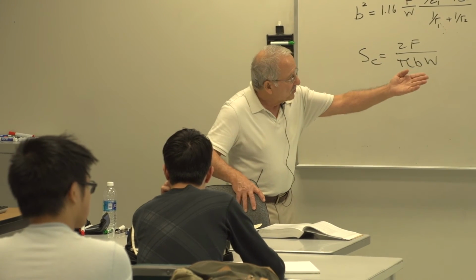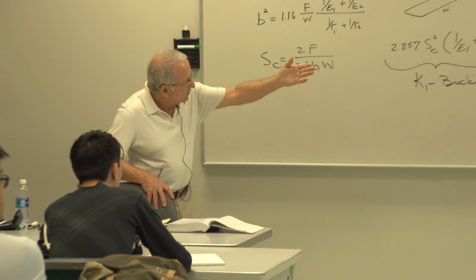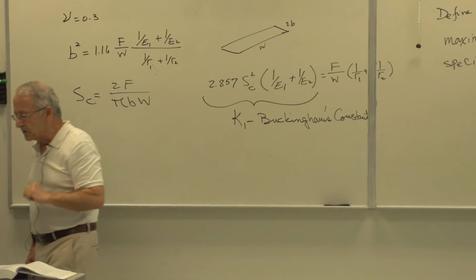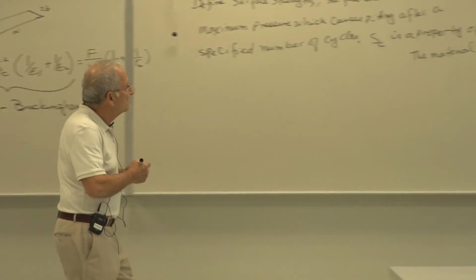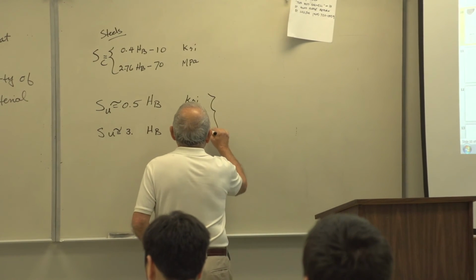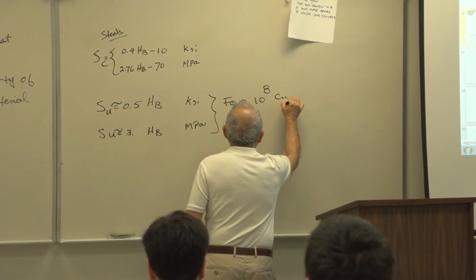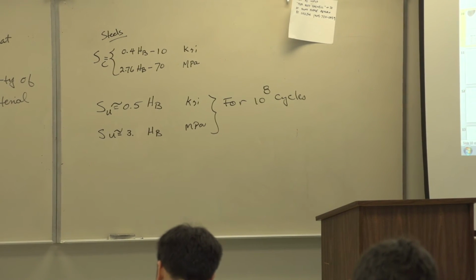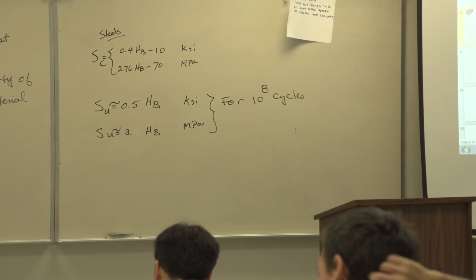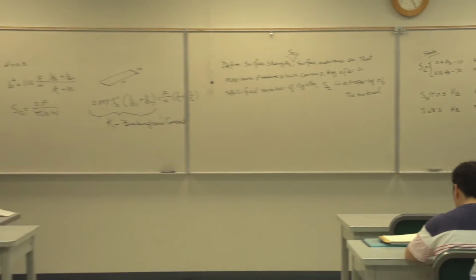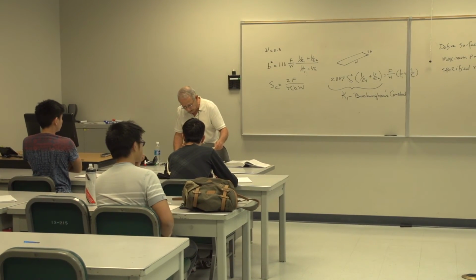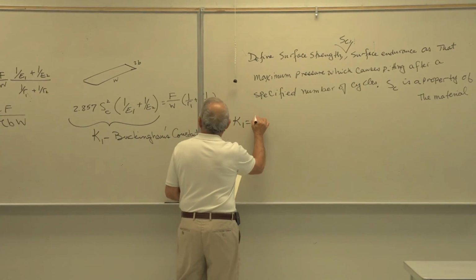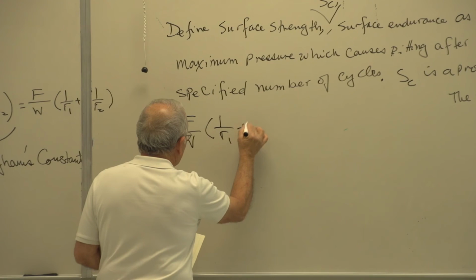So once you pick your material, presumably steel, you use that equation to come up with the value of SC. Now if you want to use a factor of safety, this is for, oh, I should say this as well, for 10 to the 8 cycles. Very important. So once you have found the value of SC, you put that into this equation, and you find the maximum load that may be applied. The equation, of course, is this. K1 equals F over W times 1 over R1 plus 1 over R2.